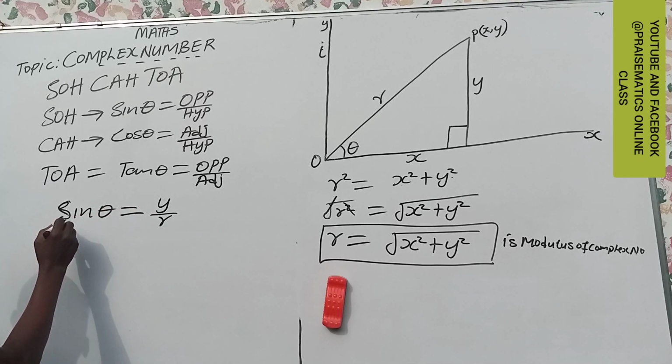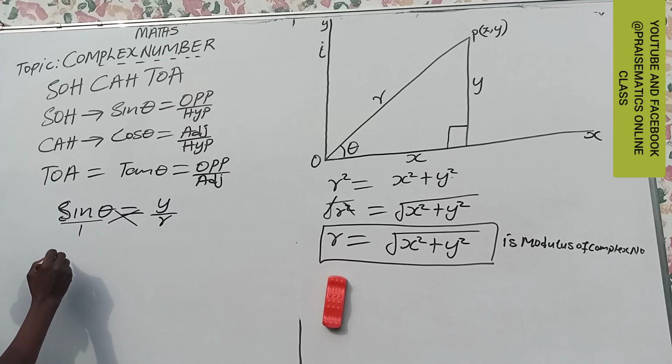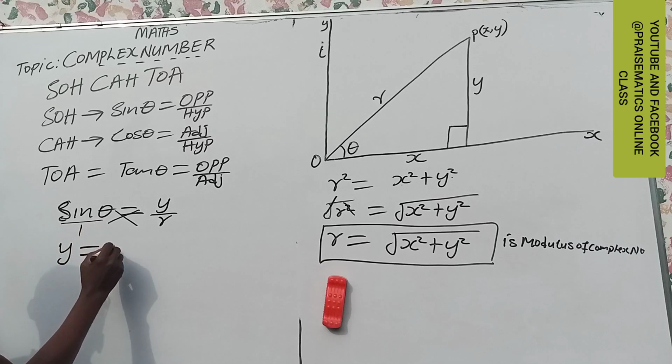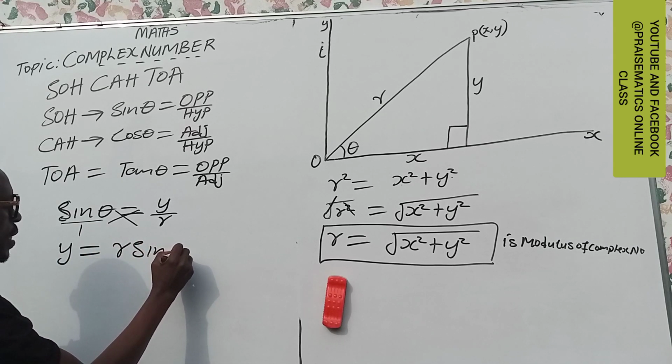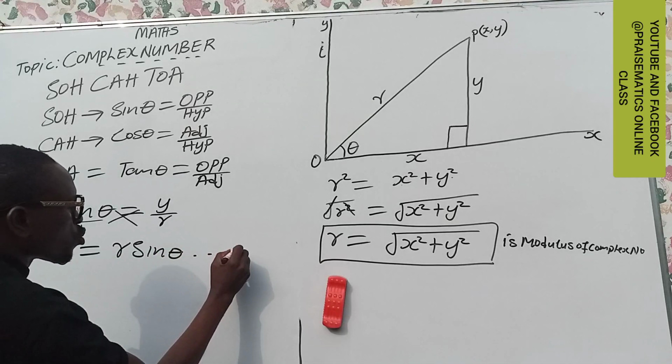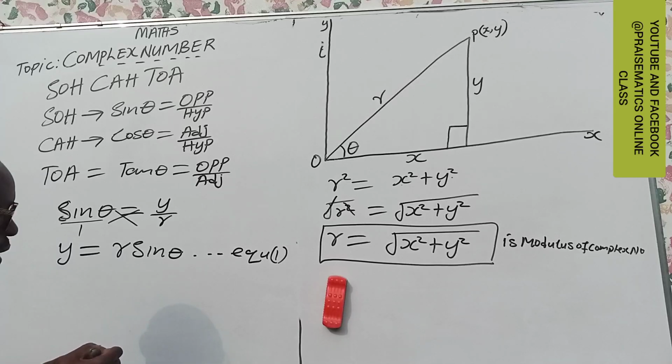From this, make Y the subject of the formula. We have this as over 1, so we do what we call cross multiply. Y is equal to R sine theta. Call it equation 1. Very important.